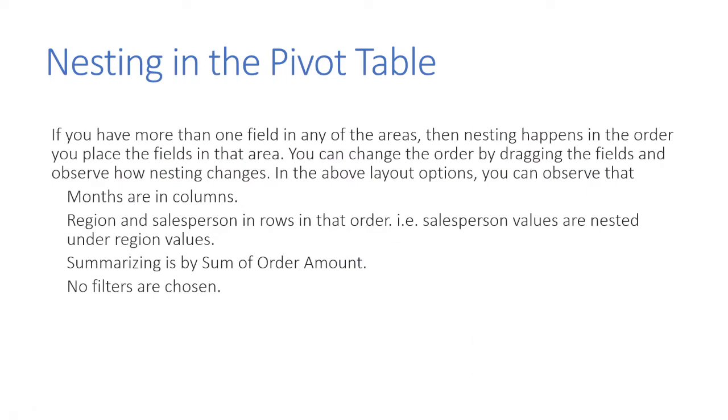Nesting in the pivot table. If you have more than one field in any of the areas, the nesting happens in the order you place the fields in that area. You can change the order by dragging the fields and observe how nesting changes. In the above layout options, you can observe that months are in columns, and regions and salesperson are in rows in that order. For example, salesperson values are nested under region values. Summarizing is by sum of order amount. No filters are chosen.